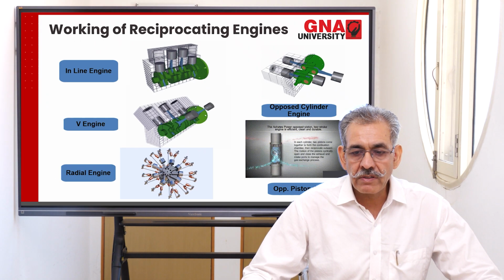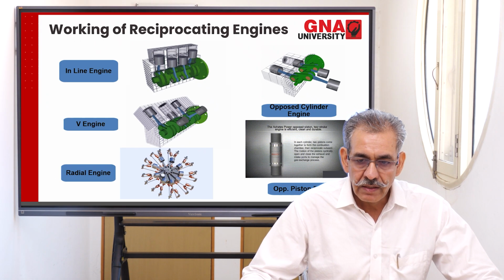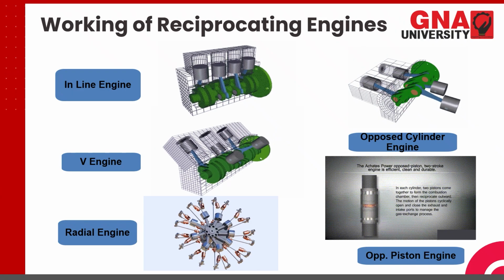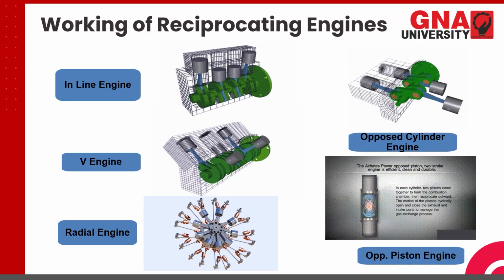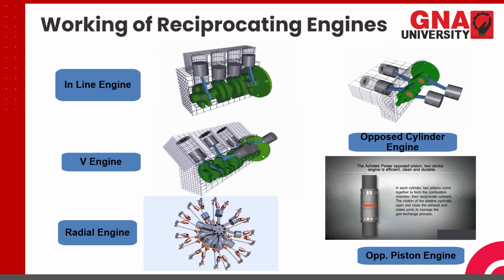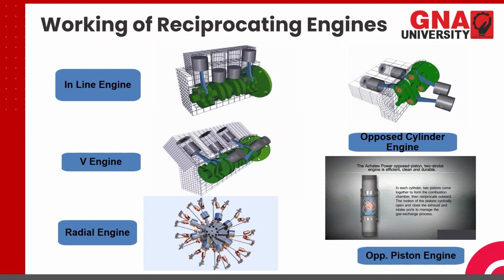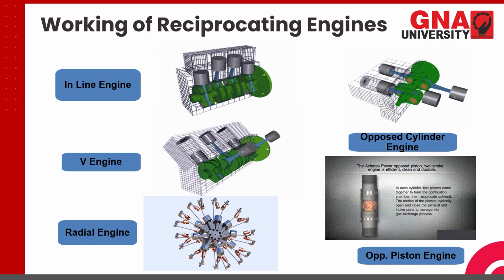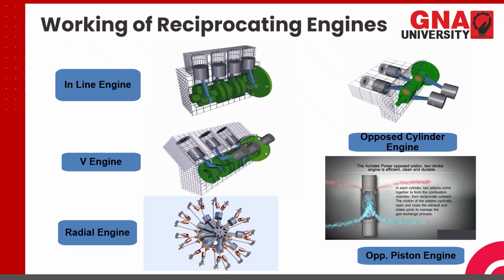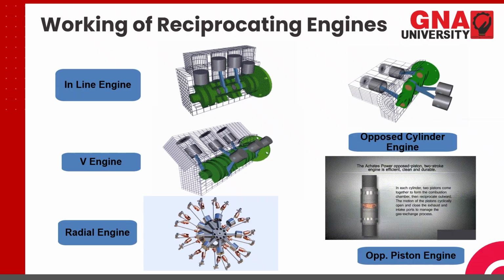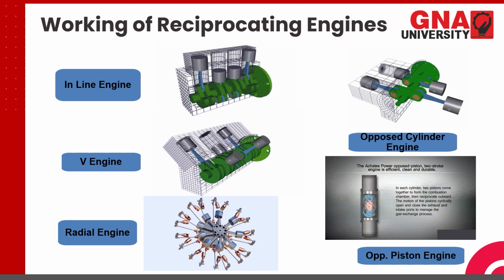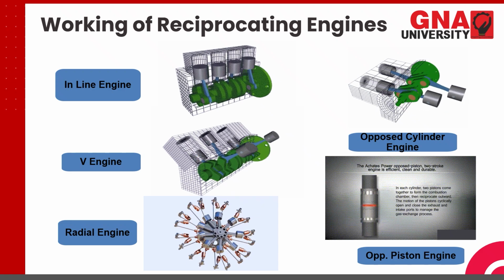Here is the working of a reciprocating engine. You can see the piston arrangement. Piston is connected to the connecting rod and then to the crank, and then the crankshaft is rotating. Here 4 pistons are placed in inline arrangement. Then second we have the V engine. The shape of the engine arrangement is V-shaped. Here we have 3 cylinders in each row, so a total of 6 cylinders.